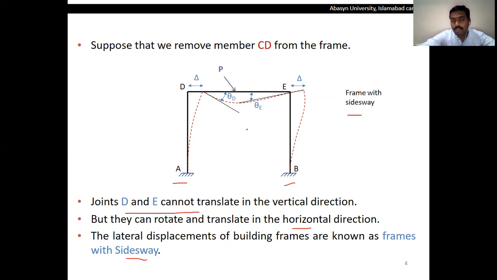So those types of frames which can rotate or deflect in any direction are called sidesway frames. And the frames in which the rotation or deflection is restricted in both directions, that is in the x-axis and in the y-axis, are called non-sway frames.